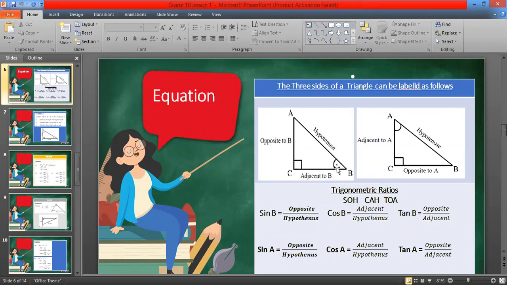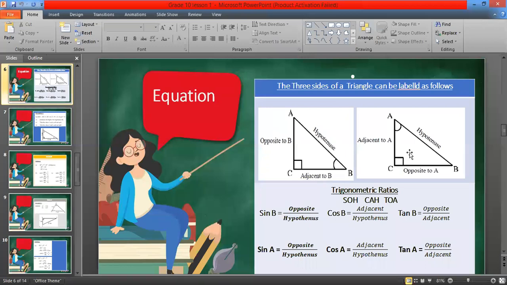So if B is our included angle, that means this side must be our opposite side, and then this third side is the adjacent. So we have the hypotenuse, the opposite, and the adjacent.